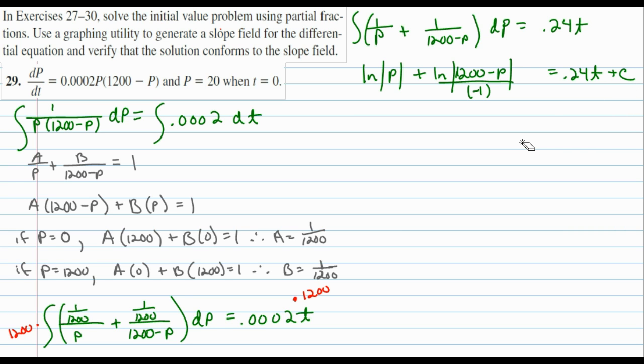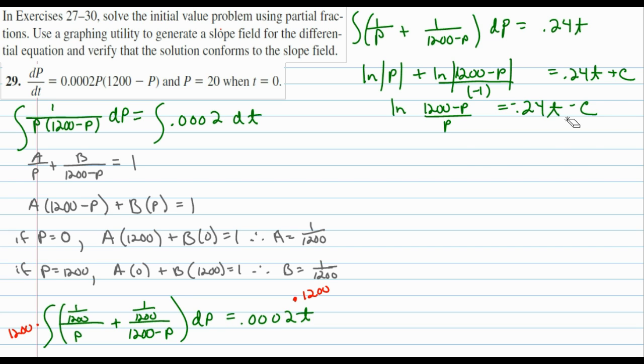Now, using the same strategy as before, I want the 1200 minus p to end up in the numerator of my fraction when I combine these logs. So I'm going to multiply both sides by -1 and then use my log properties to combine. So I get the natural log of (1200 minus p) over p, but then equals negative 0.24t and then minus c. And really plus c, it doesn't matter because that's all going to be combined into one big constant at the end anyway.